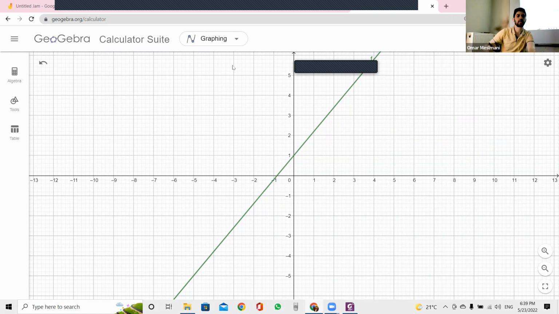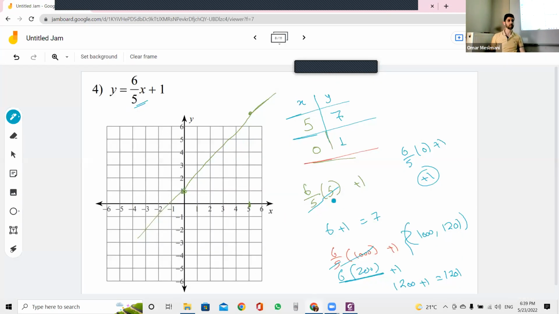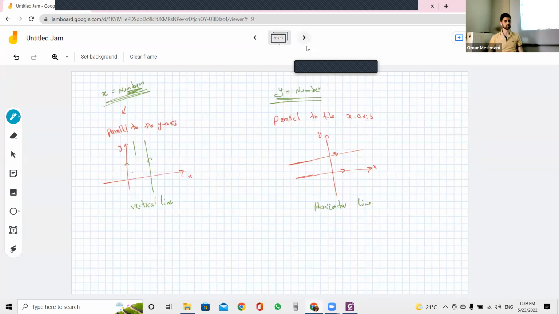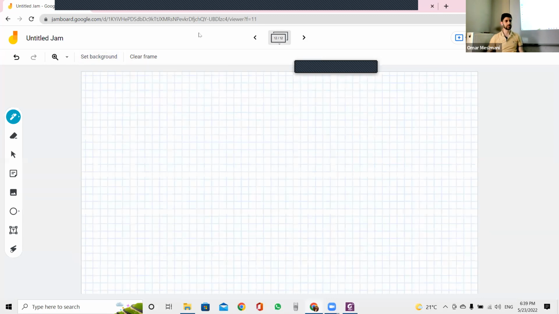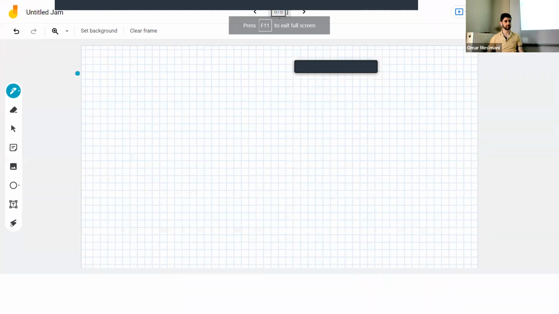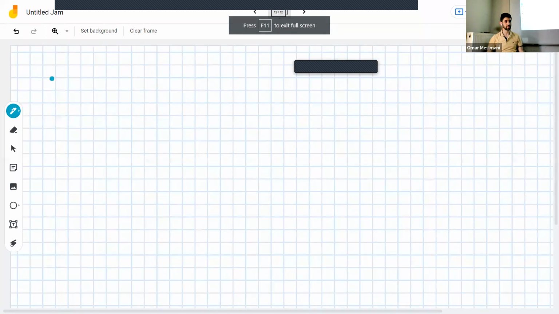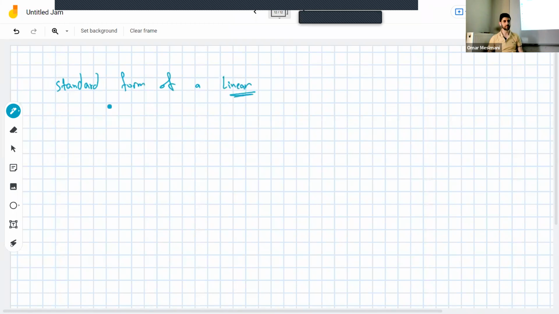Okay. I'm going to resume with the idea. All right, we did talk about how you graph an equation, right? How you graph equations when I give you a line. Now I will resume the idea by talking about something called the standard form of a linear equation. So what is the standard form of a linear equation?